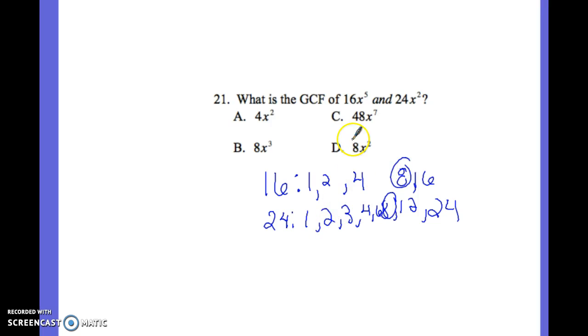And x to the fifth is 1, 2, 3, 4, 5. And this is just 2. How many x's do they have in common? 2. So it's 8x squared, which is D.